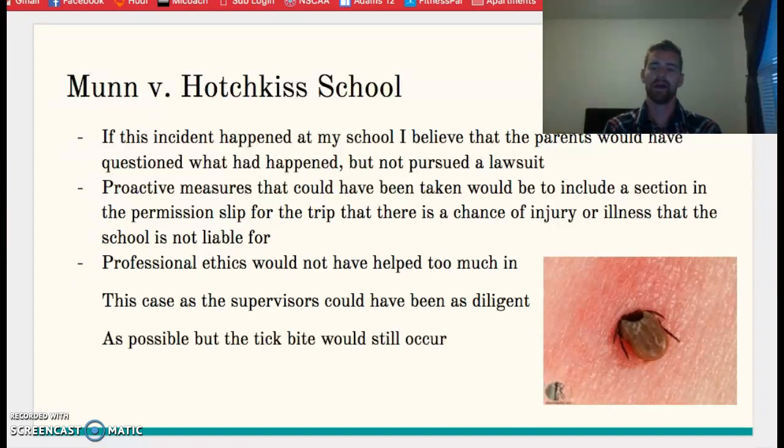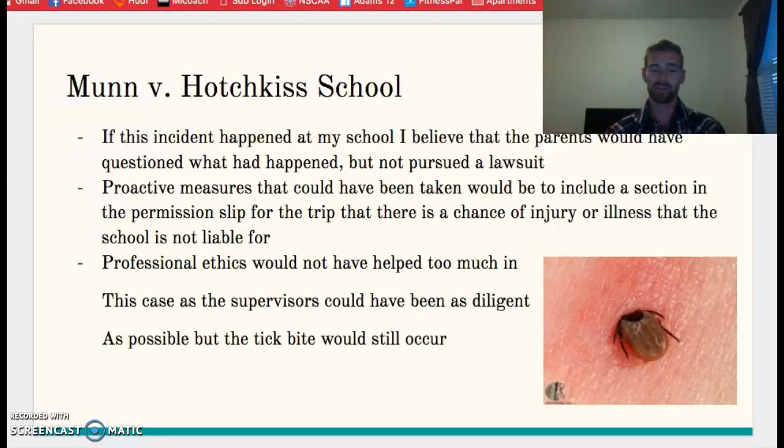Again, that's looking at it. You could also, in hindsight, add in, there's always that chance, wear proper clothing to the activity that you're doing. But again, I think including that section on the chance of injury and illness that the school's not liable for is something that could definitely be a proactive measure going forward.